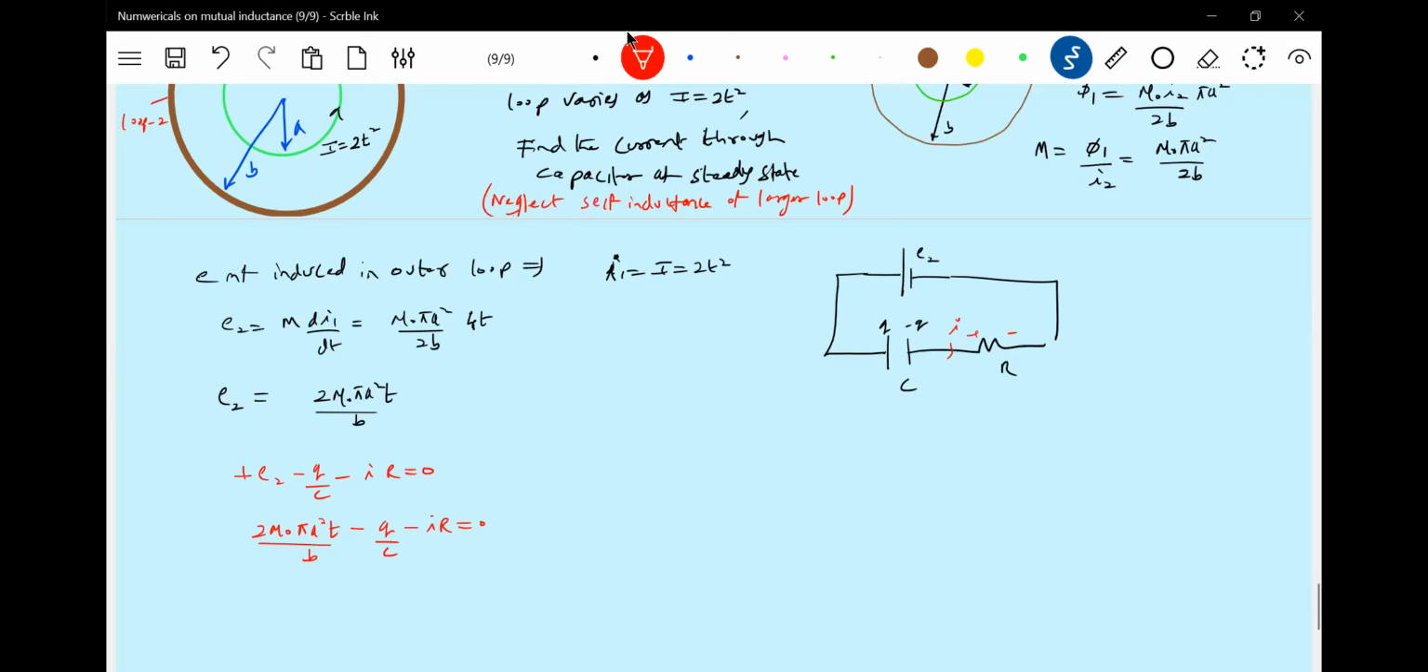So what is the problem? Everything here is a big constant, so I'll call it K. Every time writing this will be a big headache. We wanted an expression for current here, no? Shall we differentiate here? Once again, this will be K minus 1 by C.